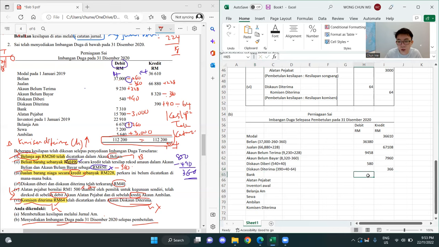Then bank, no changes. So 7310. And then my alatan pejabat, just now got pembetulan. It's 15,700 minus 3,000. Inventory awal, no changes. Should we put back 22910? And then your Belanja arm is 66670 plus 260.